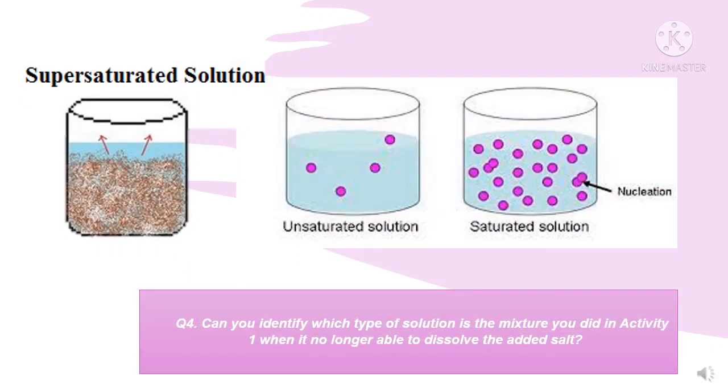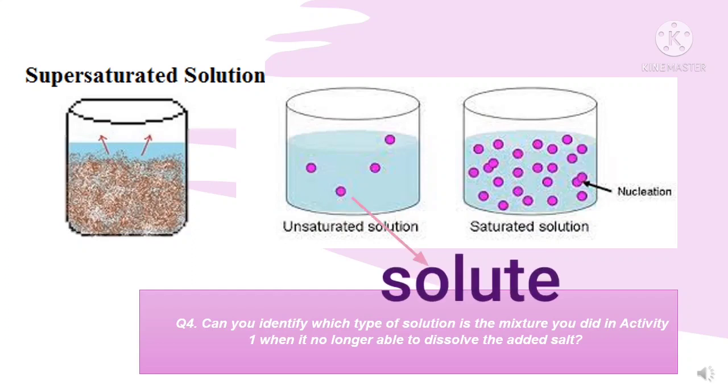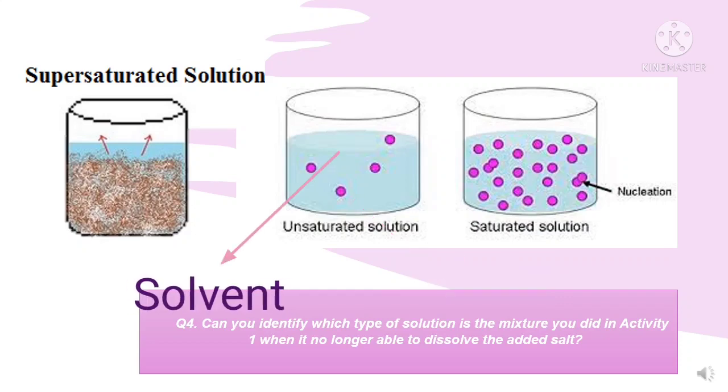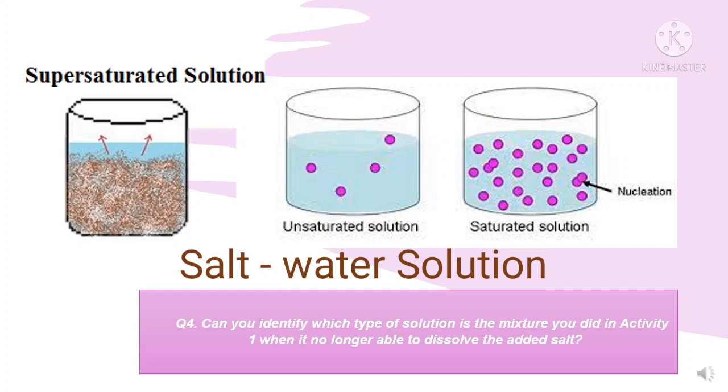So we have here the illustrations of these three types of solution. We have the saturated, unsaturated, and supersaturated. Let's start with the unsaturated solution. In this picture, the small circles, the violet ones, are the solute, and the bluish ones are the solvent, or let's say, for example, water. So let's say this is a mixture or a solution of salt and water.